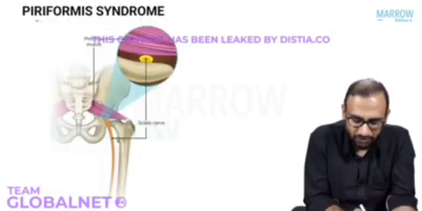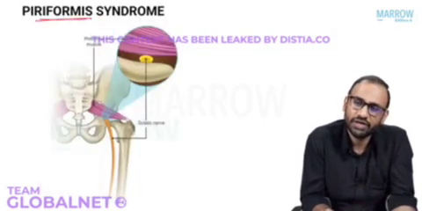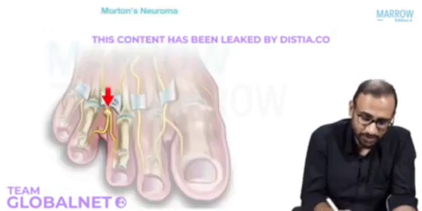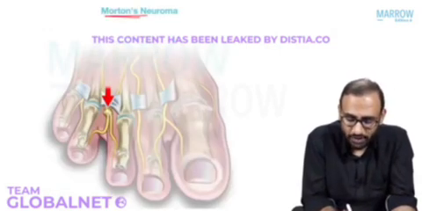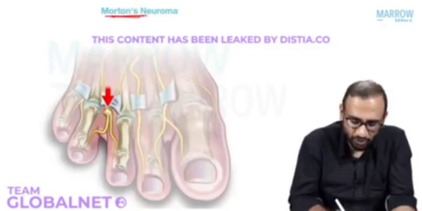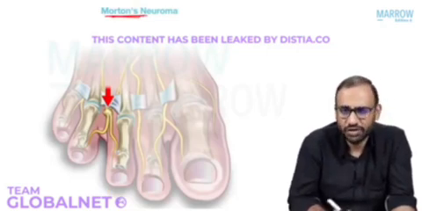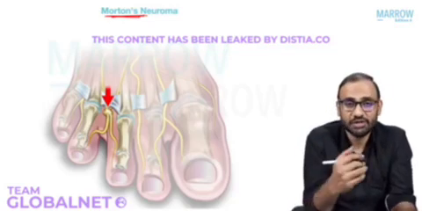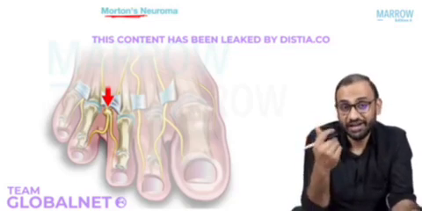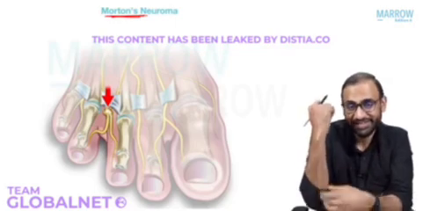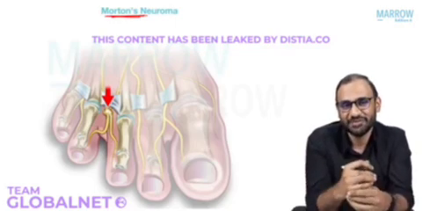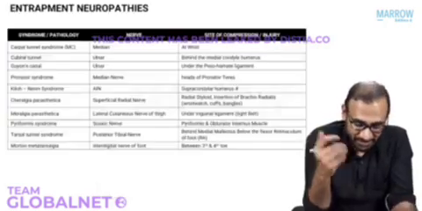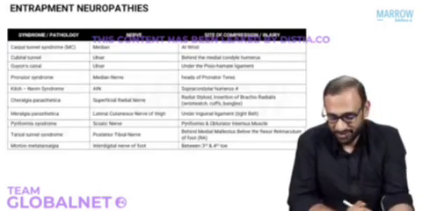Then there is something known as piriformis syndrome. It is because of entrapment of the sciatic nerve under the piriformis muscle. You have something known as Morton's neuroma. That is a digital neuroma forming between the third and the fourth digits of your foot. And there is cubital tunnel syndrome, which is nothing but an entrapment neuropathy of the ulnar nerve in the cubital tunnel. There is Guyon's canal syndrome, which is nothing but an entrapment neuropathy of the ulnar nerve in the Guyon's canal.